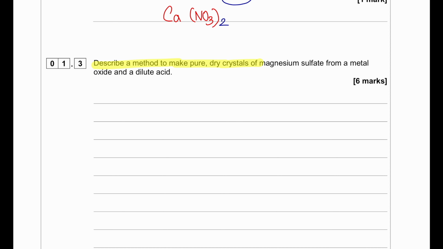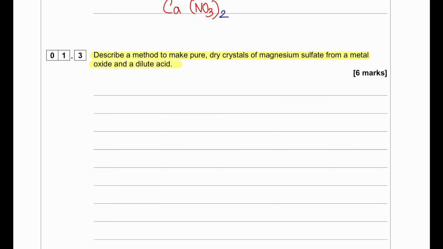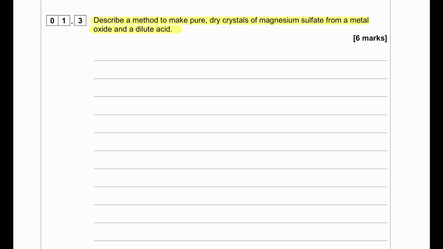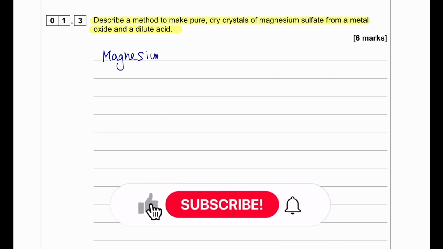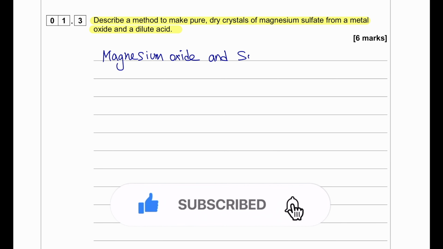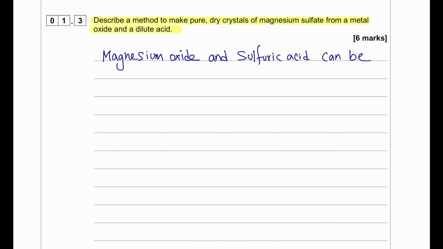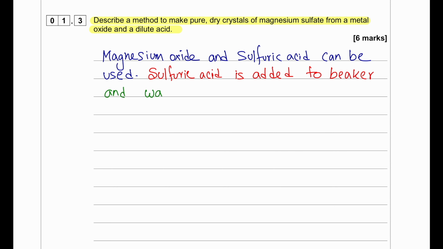Describe a method to make pure dry crystals of magnesium sulfate from a metal oxide and dilute acid. So a question like this can be answered in this way. For this particular question, which has 6 marks, we have to write at least 6 points. I'm going to give you an answer that has more points. However, we all forget a few points during the exam. So if you go through the entire answer, you will at least get your 6 marks, and it will cover 6 points during your exam.